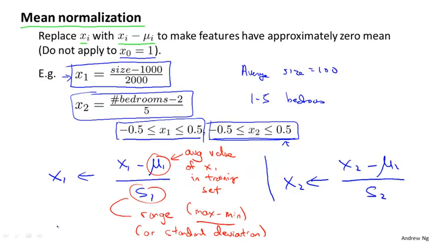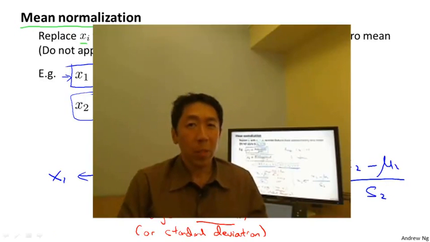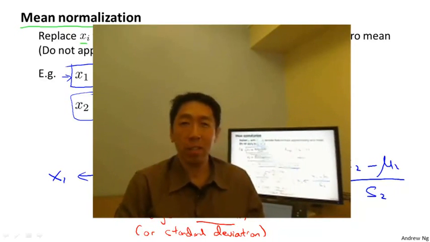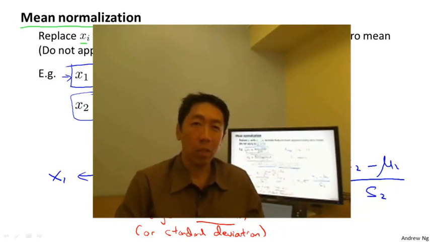But all of these are approximate, and any value that gets the features into anything close to these sorts of ranges will do fine. The feature scaling doesn't have to be too exact in order to get gradient descent to run quite a lot faster. So now you know about feature scaling, and if you apply this simple trick, it can make gradient descent run much faster and converge in a lot fewer iterations.